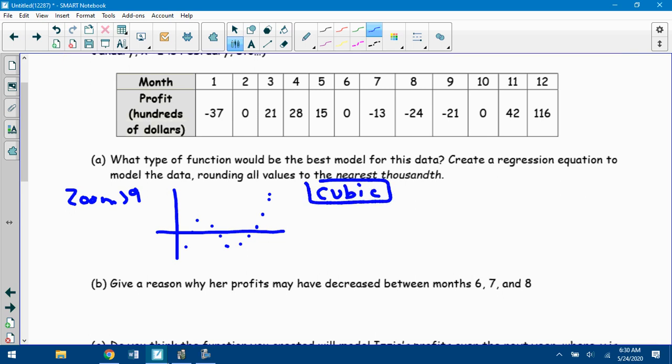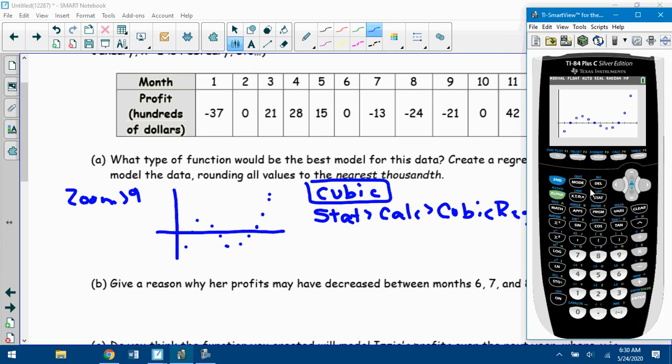Okay, now they also want you to do the regression equation right here. So I'm going to go to Stat Calc, cubic reg. I think it's choice 6. Stat Calc, yep, choice 6, cubic reg. And there's no specific variables I need to use this time, so using x and y is fine. Everything's to the nearest thousandth. So we're going to plug in A, B, C, and D in the correct spots.